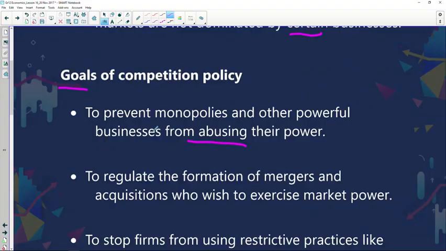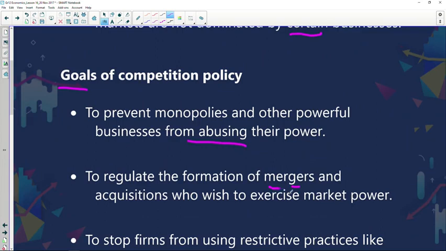So we really try to discourage the system of monopolies, because we know that once they have the power, they tend to abuse it or to not use it accordingly. Then the second bit is to regulate the formation of mergers and acquisitions who wish to exercise market power.